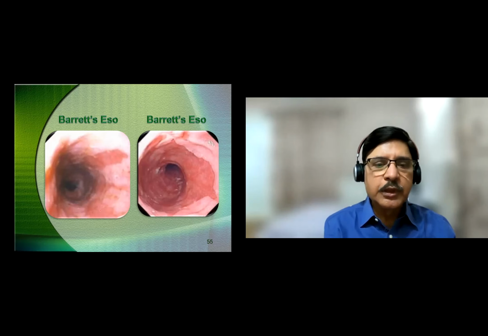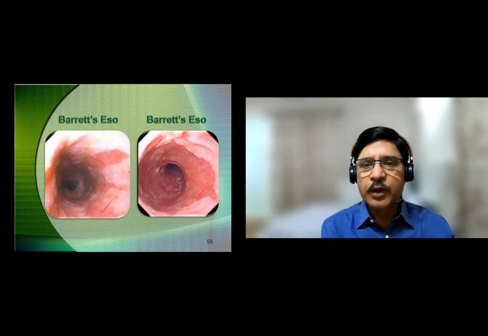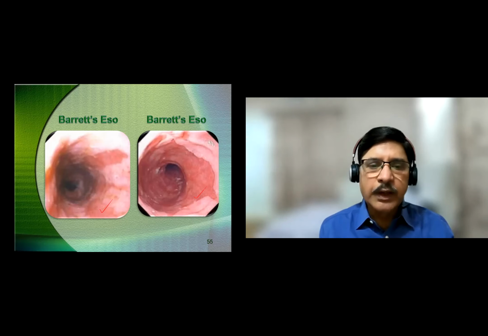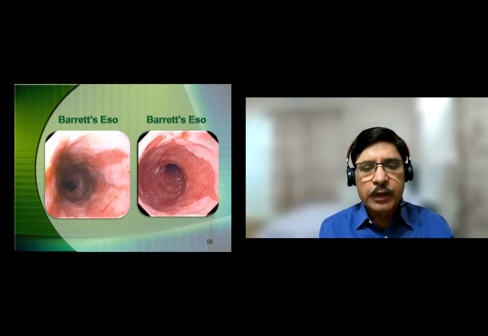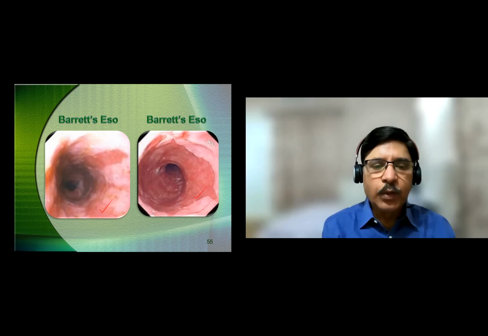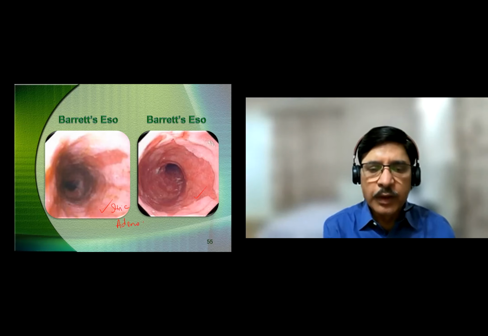This is the Barrett's esophagus. This picture you have already seen. These are chronic changes in the esophageal mucosa, which can lead to either stricture or adenocarcinoma of the lower esophagus.